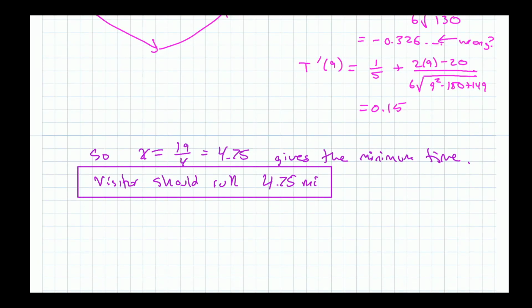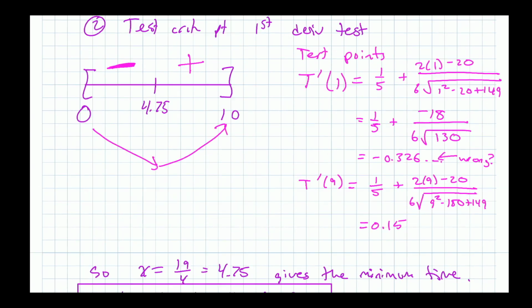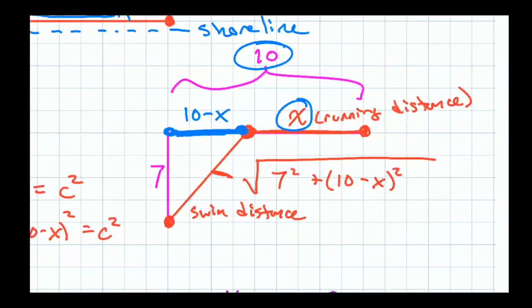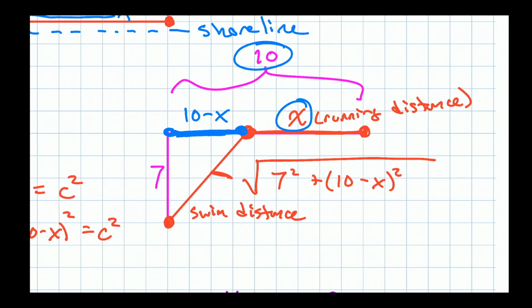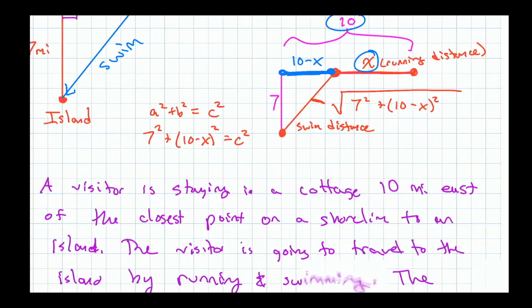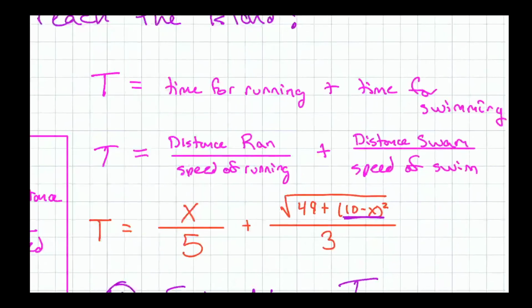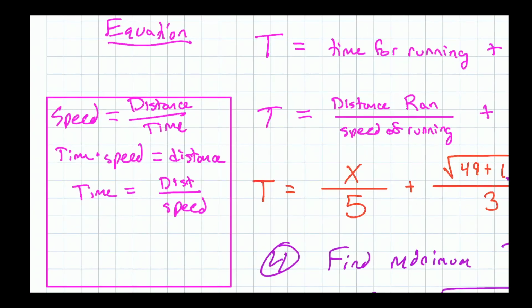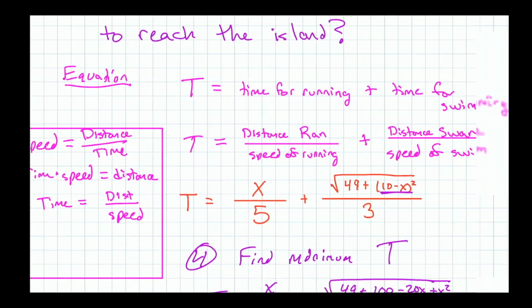The end. So that was a very long problem. They are tricky, but it's mostly being able to draw the X, the 10 minus X, and knowing that you need to find the hypotenuse of the triangle. That's the hard part. And also knowing how to calculate the time: distance ran over speed ran plus distance swam over speed of swim, using the relationship between distance, time and speed.